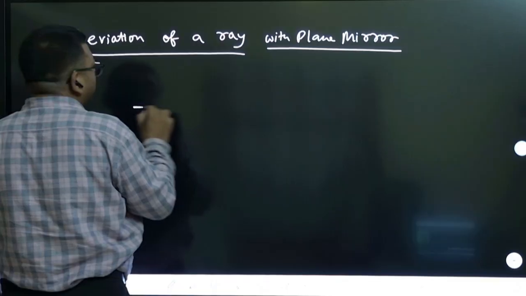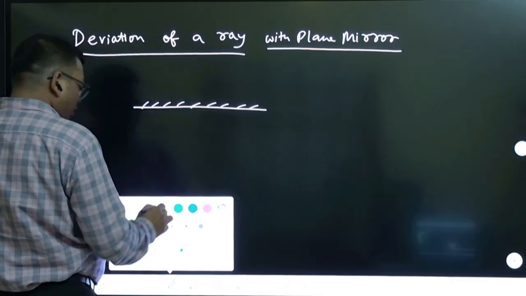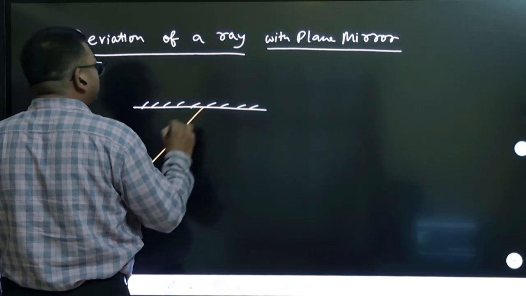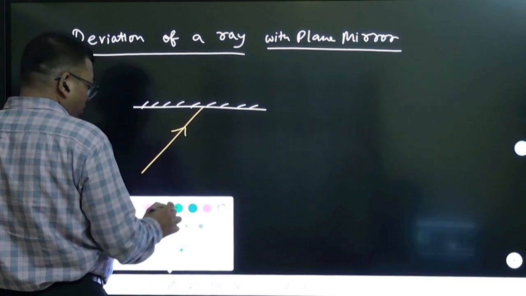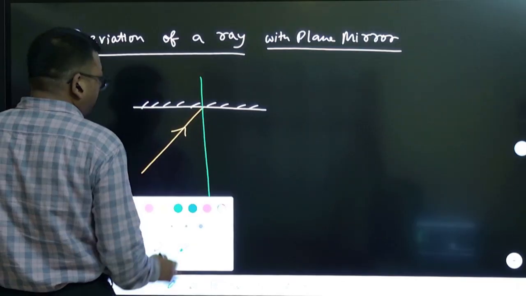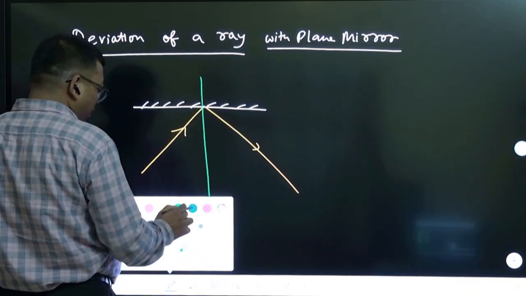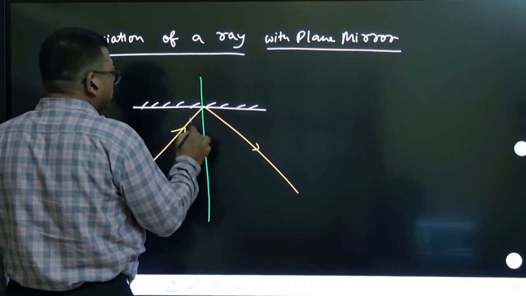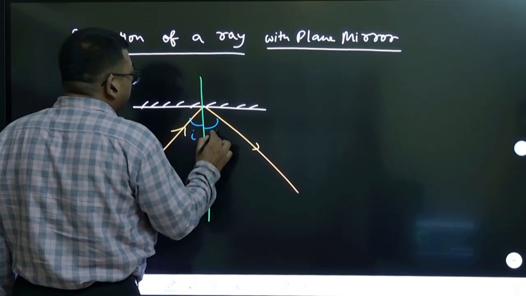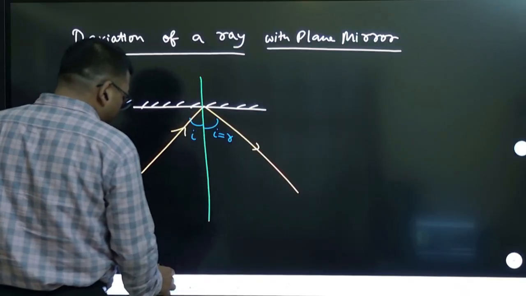Suppose that this is a plane mirror, and a ray of light is coming like this; this is the normal direction. This ray will go like this. We know that if this angle is I, this angle is also I, because the angle of incidence I and the angle of reflection R are equal.